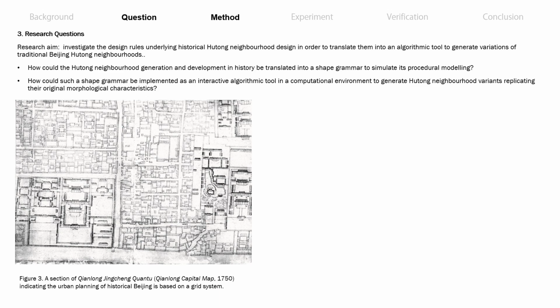The derivation of the rules comes from observation of precedents recorded on a historical map called the Qianlong Capital Map, and supplemented by study of historical literature. This map recorded the urban plan of Beijing around 1750, including all the Hutong neighborhoods and Siheyuan they contained. This map is also used for verification.